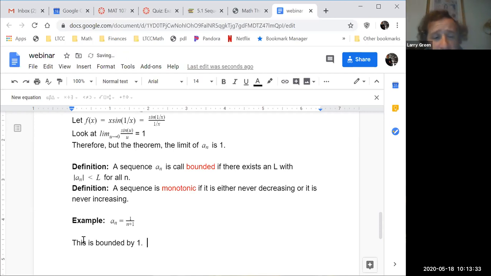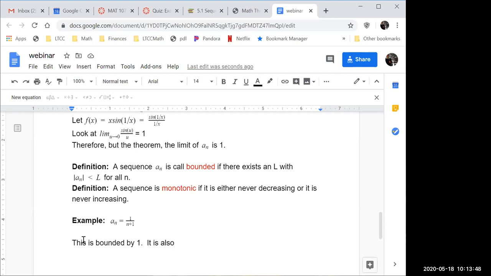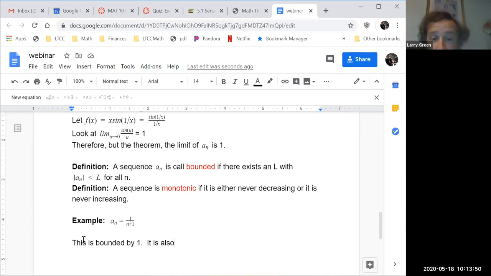Okay, is it monotonic? What do y'all think? Yes. As n gets bigger, a_n gets smaller, always. So it never gets bigger. Any questions on that?